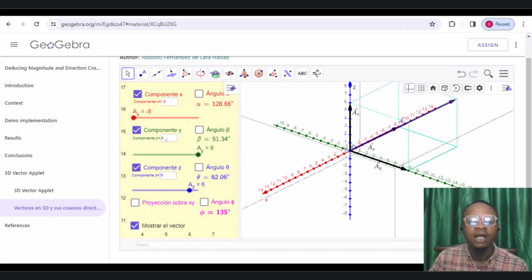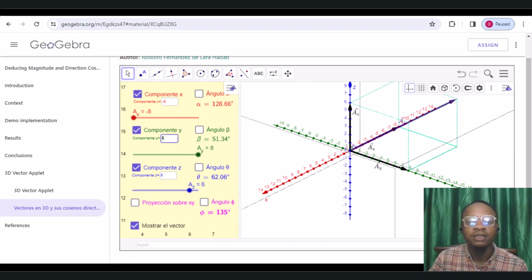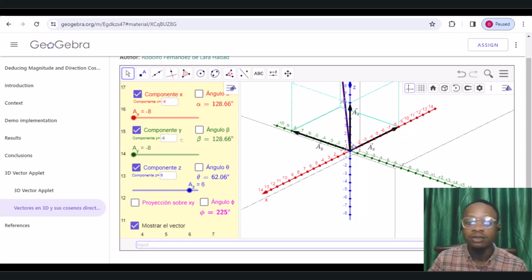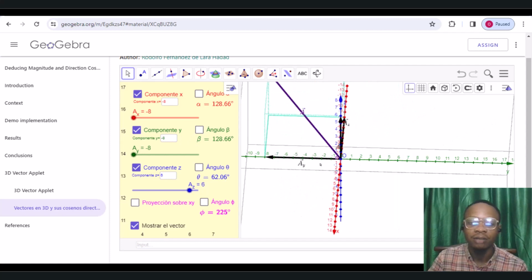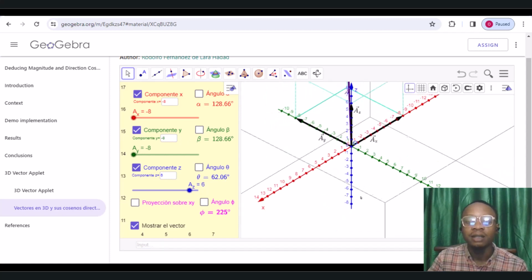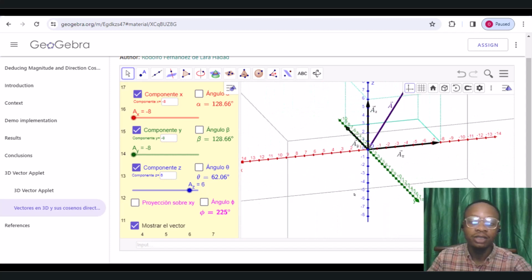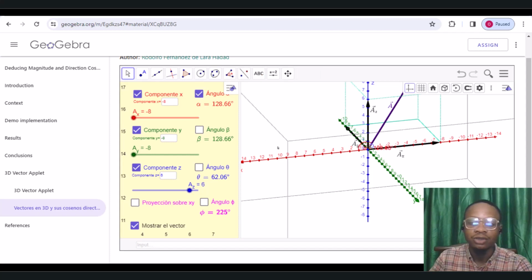And if we change this to negative as well, let's say minus n, you can see that the vector is directed differently now. It's directed to the back here. So that's that. Basically what we're interested in for now is the angle that the vector makes with each of these axes.